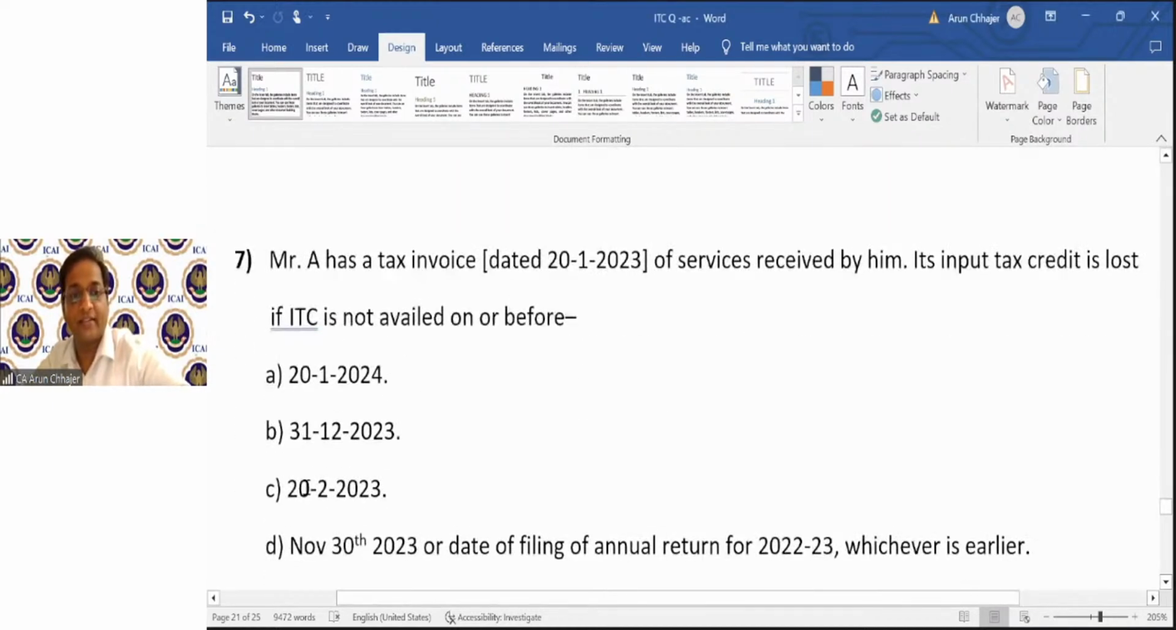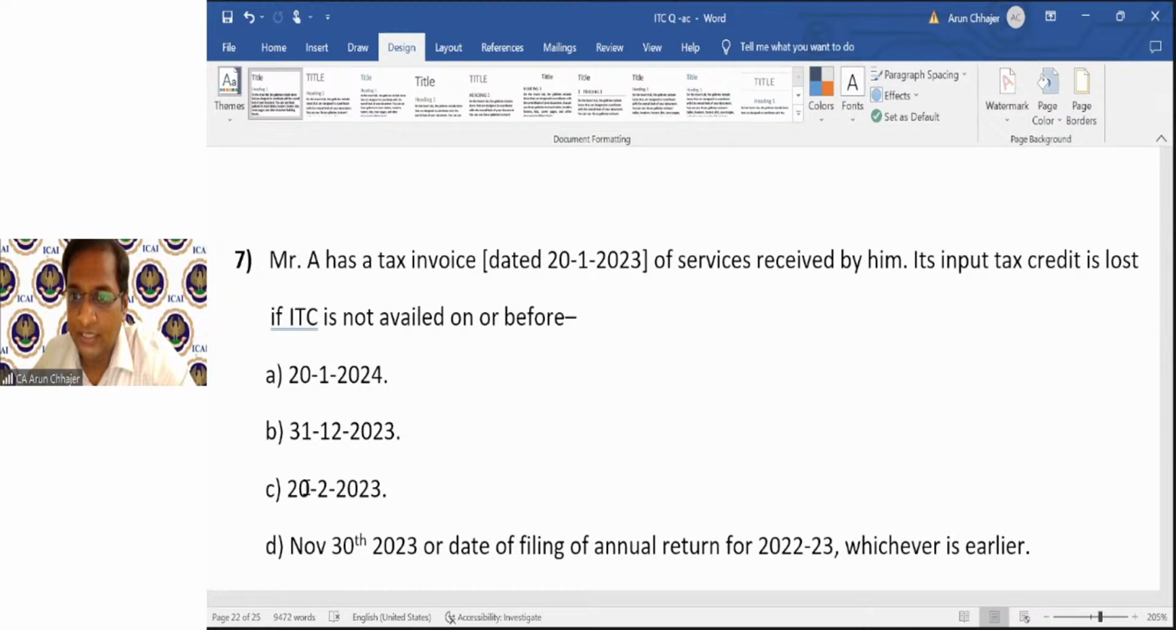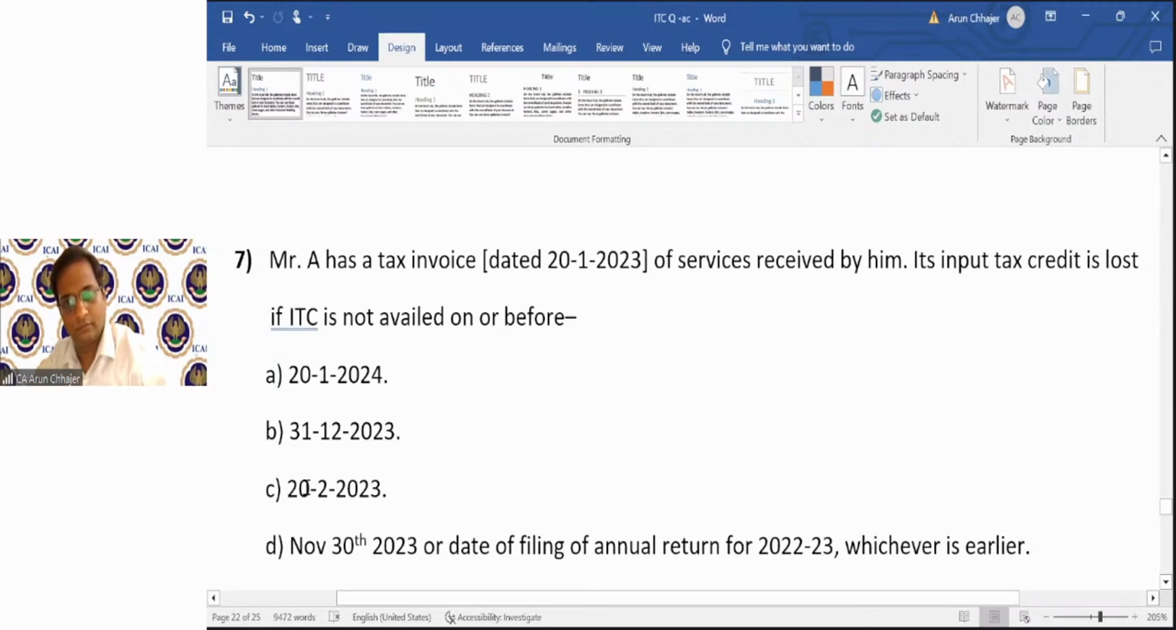क्वेश्चन नंबर 7, मिस्टर ए हैज ए टैक्स इनवॉइस ऑफ दिस पर्टिकुलर डेट. Its input tax credit is lost if ITC is not availed on or before. What is the last date to take the ITC? This is my question. What is the last date to take the input tax credit?